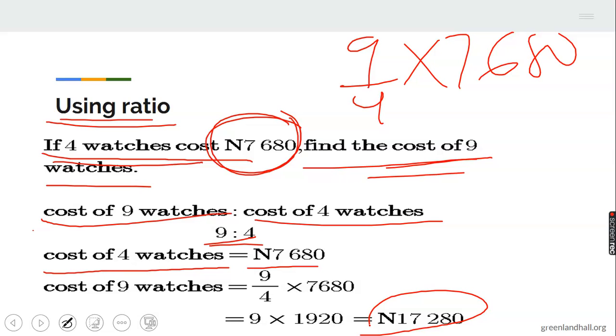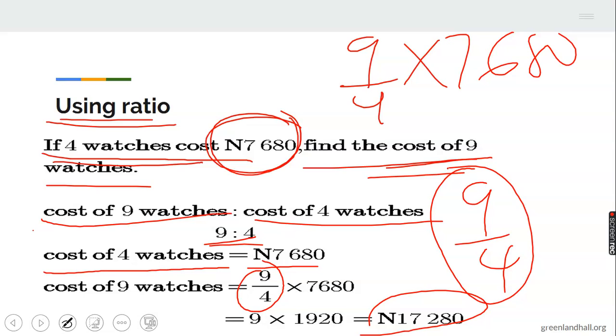But take note, when we are dealing with direct proportion, the number that is more is what you will use as your numerator. When using ratio and the problem involves direct proportion, you have to have an improper fraction.